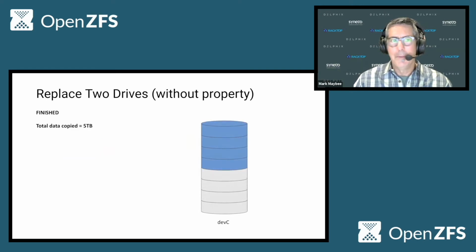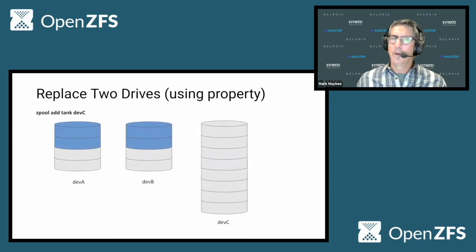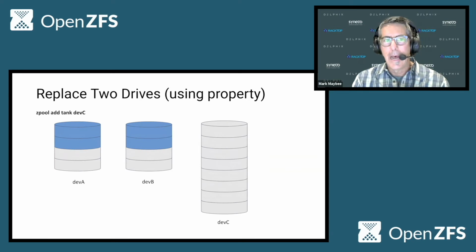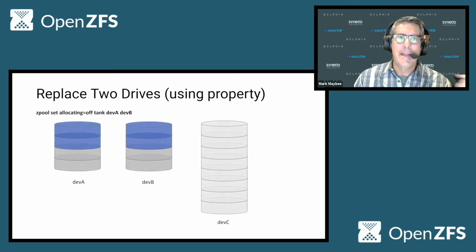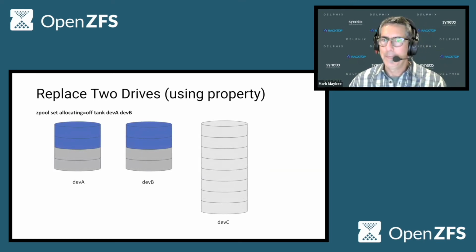So in the end, we end up moving 5 terabytes of data in order to get 4 terabytes of new data on drive C. So with the new algorithm, we're going to do the same scenario, except this time we're going to apply the allocating property, or the allocating equals off technique. So we add the drive, and now we set allocating off for A and B. And we can do this because we have drive C, so we still have capacity in this pool. And drive A and drive B are now non-allocating, but no data has been moved yet.